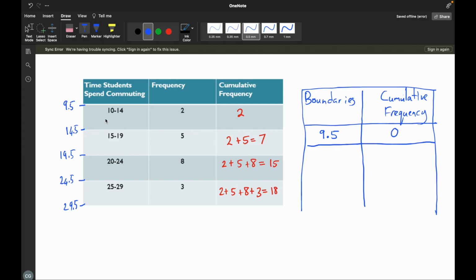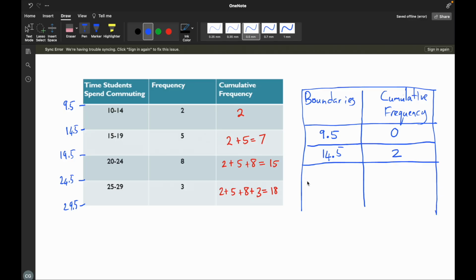And then my 14.5. So this here stops at 14.5, right? So 10 to 14, I would expect this to stop at 14.5. So that 14.5 is going to match with the 2, okay? How do I know that's a boundary? From 10 to 14, this one jumps from 15 to 19. So the boundary has to be between these two numbers, 14 and 15. So 14.5 is going to get number 2, which represents the cumulative frequency up until that point.